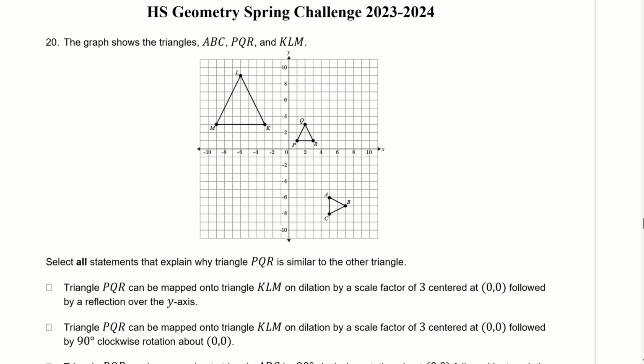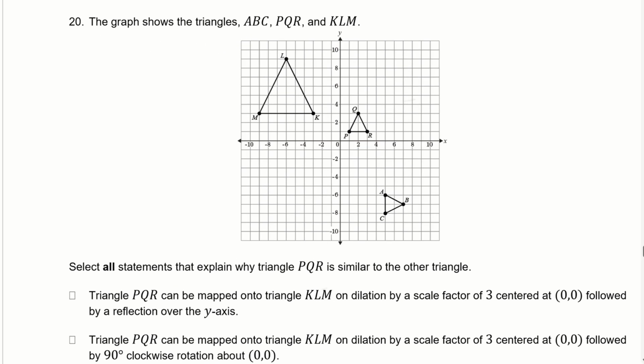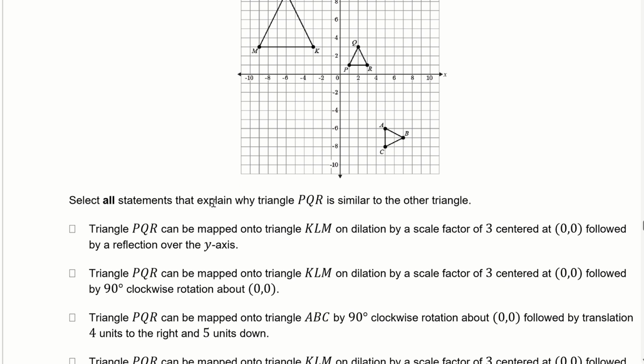All right, let's do the last one here. The graph shows the triangles ABC, PQR, and KLM. So we got the triangles ABC, and we got PQR and KLM. Select all statements that explain why triangle PQR is similar to the other triangle.